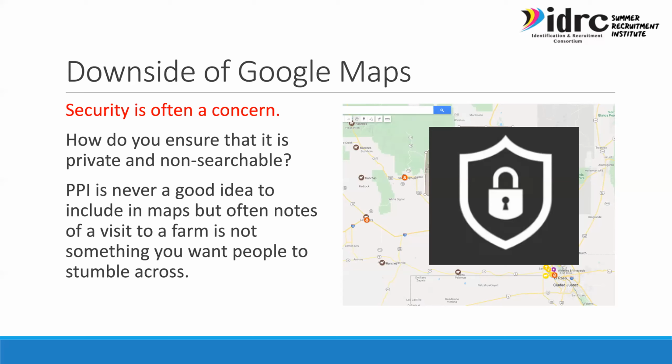So how do you ensure that it's private and non-searchable? You want to make sure, and some people will go in and do Google Maps and just say, oh, here's all my kids in my area. That is not how they should be used. You definitely want to make sure it's not something that people could stumble across.